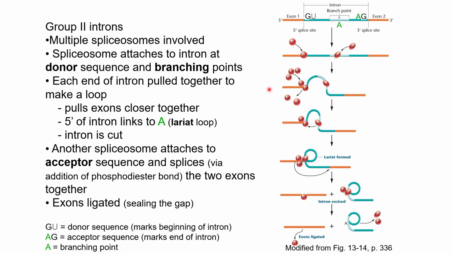Okay, so what I want you to know for spliceosomes is the difference between group 1 and group 2, so the difference between a ribozyme and a spliceosome. I want you to know what the donor sequence is and the acceptor sequence. So donor is GU, acceptor is AG.